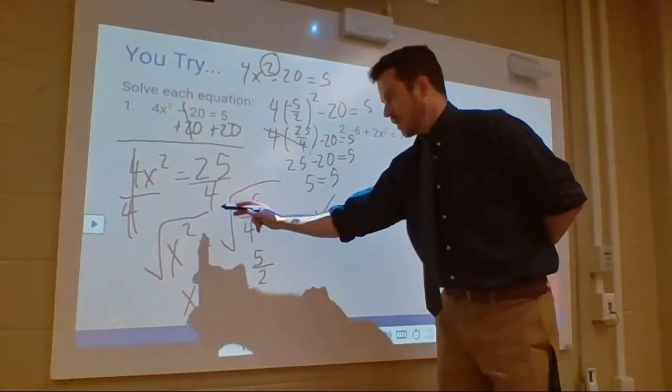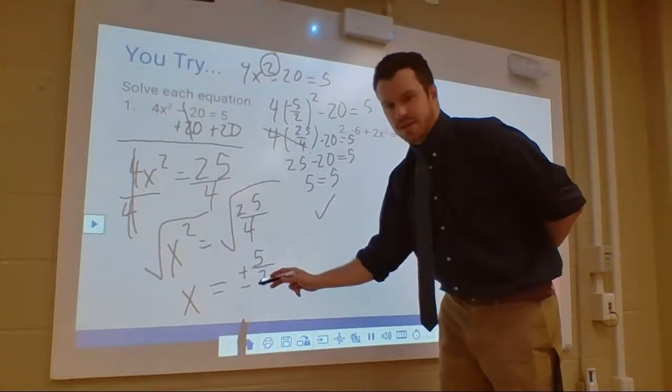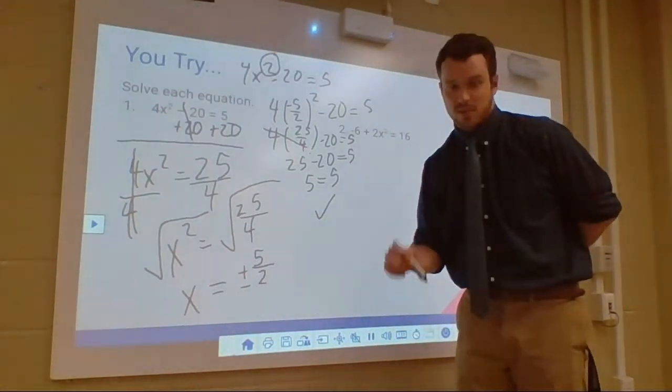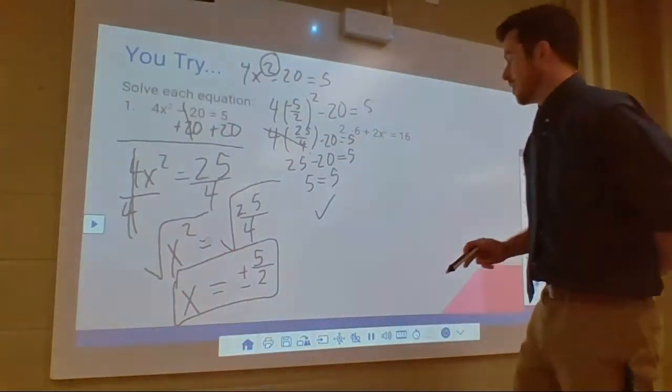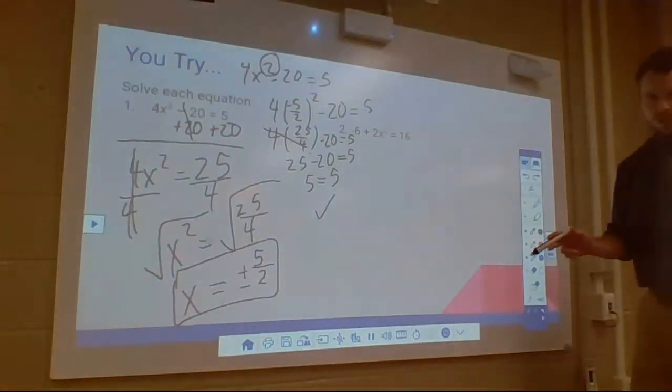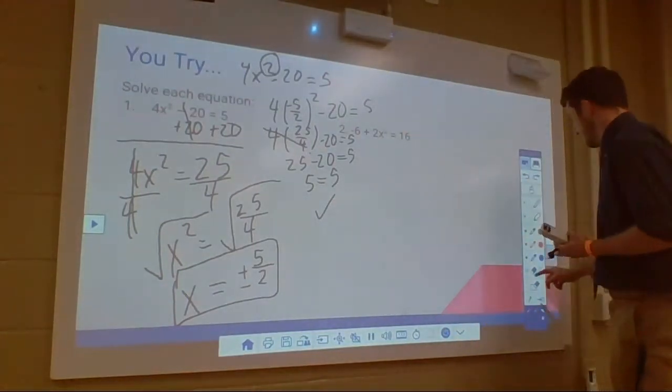So, when you square root that giant, like we did right there, you're left with a positive answer and a negative answer. There's 2 answers. So x equals positive or negative 5 halves. Now, I'm going to clear the board, and we're going to look at number 2.